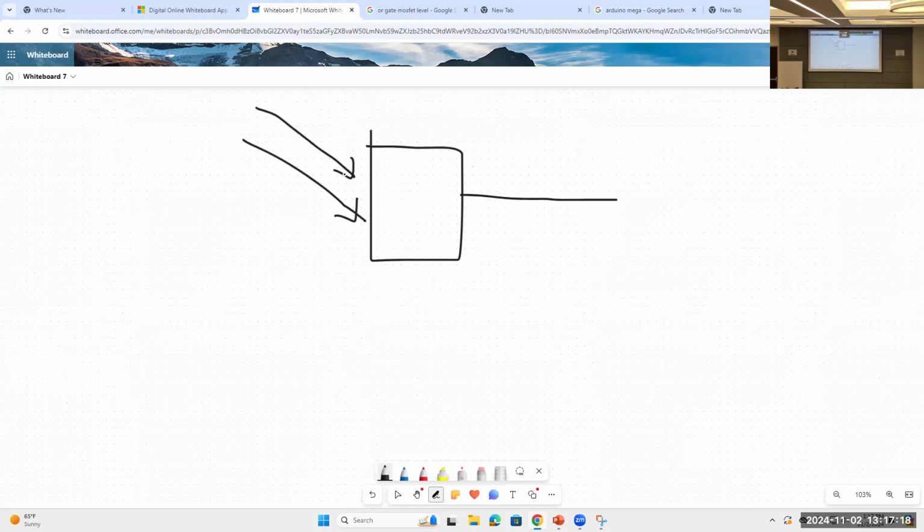Yeah, that's a good question. There are different photodiodes. Some photodiodes capture only visible light, some capture infrared, and some capture UV rays. It depends on the application. If we want to capture visible light, we will use the photodiode that captures visible light.